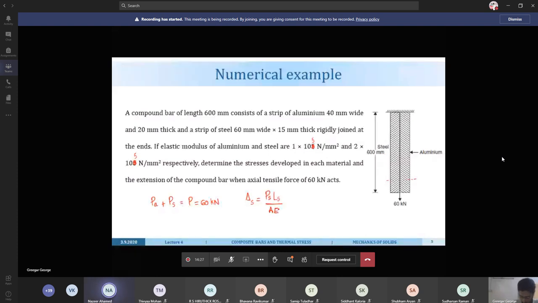But at the same time, L is a common part, so I will just put L. And the elongation for aluminium will be similarly PA L by A E. E is different. And they are rigidly joined here. So what you can say about delta S and delta A? Delta S is equal to delta A. Both are equal.